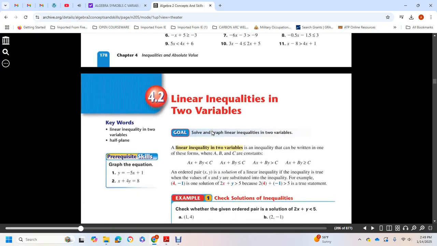For 4.2, linear inequalities in two variables. Solve and graph linear inequalities of two variables. A linear inequality in two variables can be written in these forms, where A, B, and C are constants.